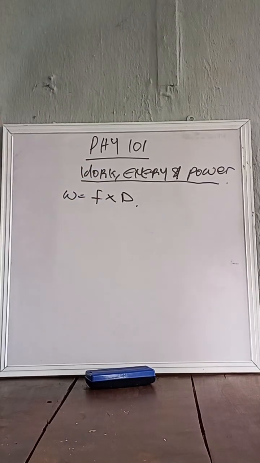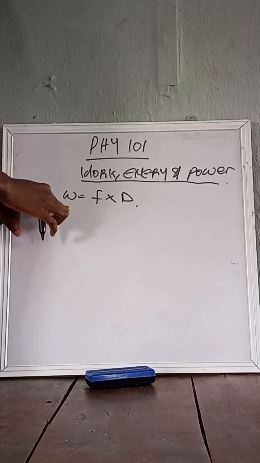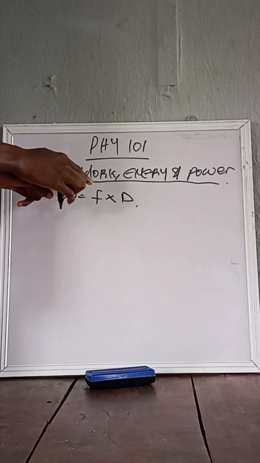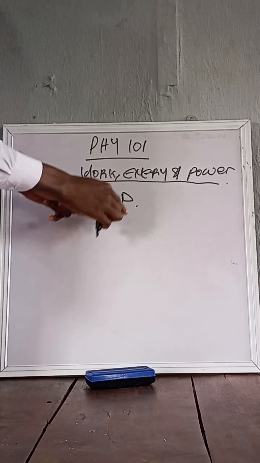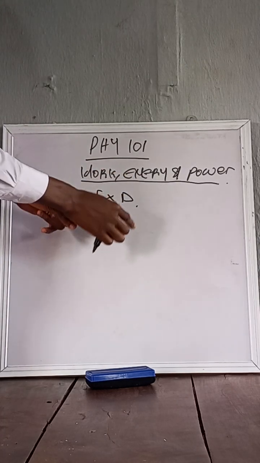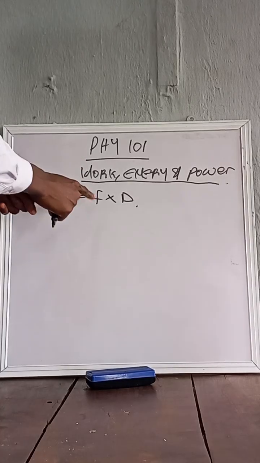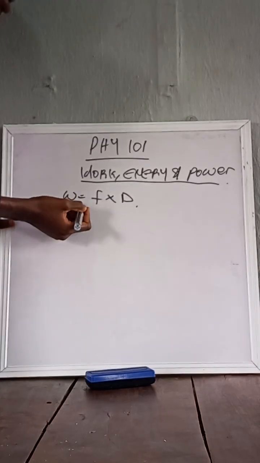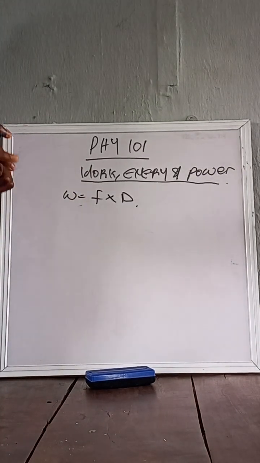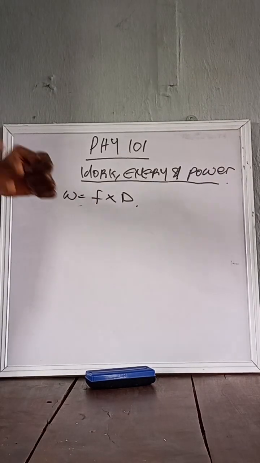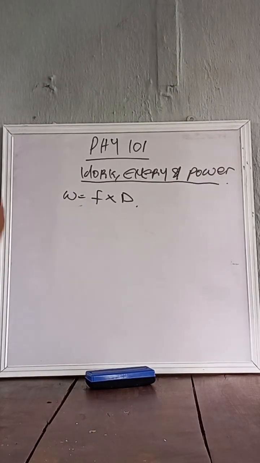So after knowing that, just know that your work done is a scalar quantity. Your force is a vector quantity, and your displacement is a vector quantity. By the time you have the product of both of them, then you are going to get a work done. So how can we go about calculating our work done?